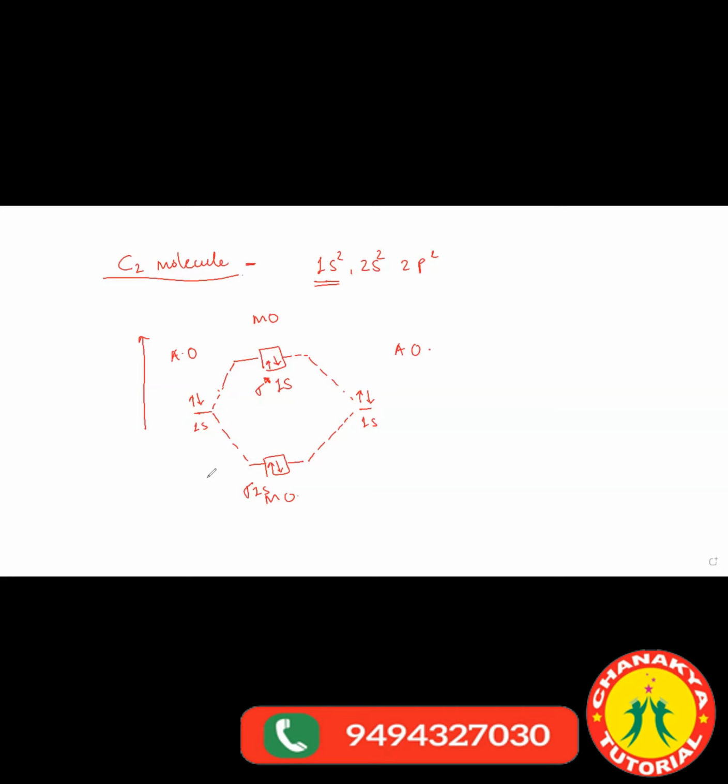We have the p orbital. In that p orbital, there are 3 orbitals present. That would be px, py, and pz. Among those, one would be different and two would be the same. In that, pz has a high energy, right? And px and py have the same energy. This you need to keep in your mind.